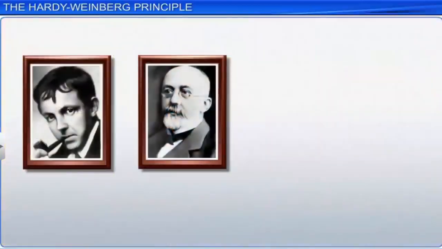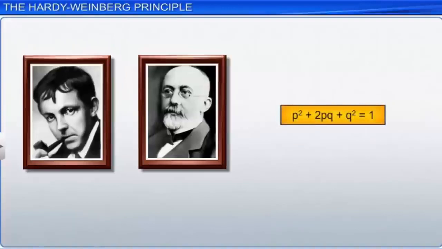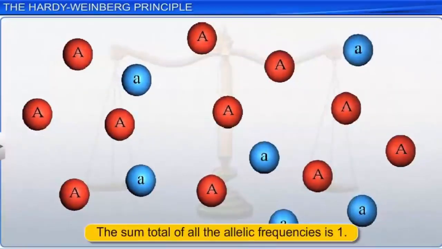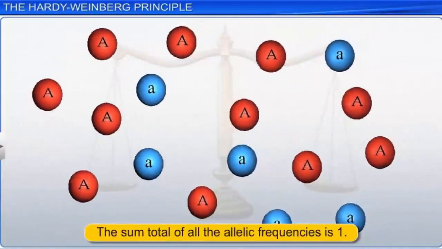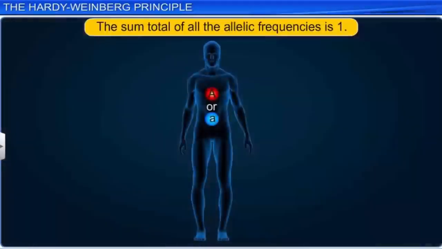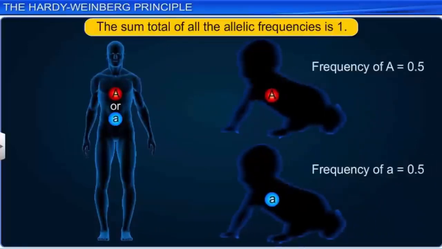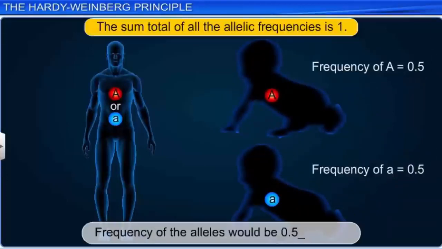Hardy and Weinberg developed a simple equation known as the Hardy-Weinberg equation to study the genetic equilibrium of a given population. Let's understand how this equation is derived. The sum total of all the allelic frequencies is 1. Generally, there are two forms of a gene, that is, two alleles for one character. Each of these alleles has an equal chance of getting inherited. Therefore, the frequency of the alleles would be 0.5 plus 0.5, which is equal to 1.